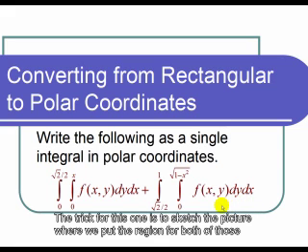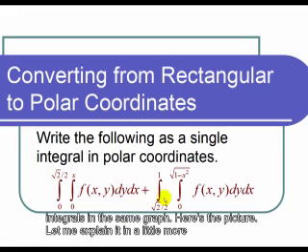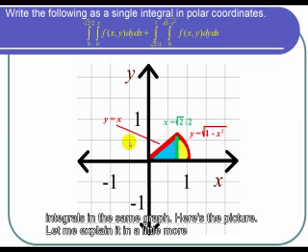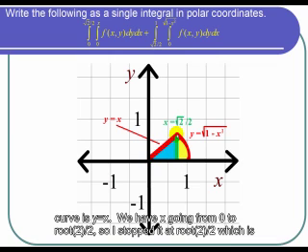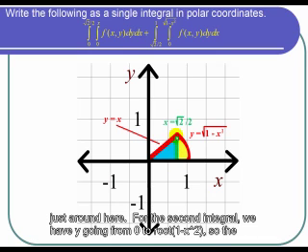And the trick on this one is to sketch the picture where we put the regions for both of those integrals in the same graph. So here's the picture, and let me explain it in a little more detail. We have that y goes from 0 to x, so that means the bottom curve is 0, and the top curve is y equals x. We have x going from 0 to root 2 over 2, so I stopped it at root 2 over 2, which is just around here.